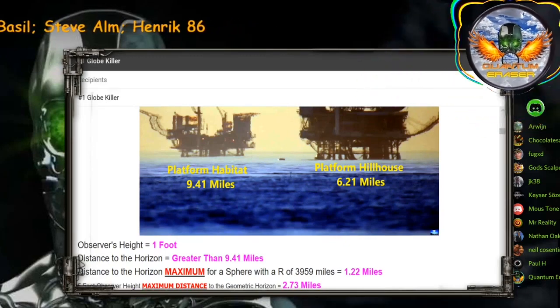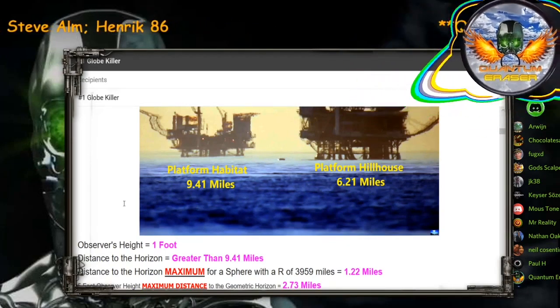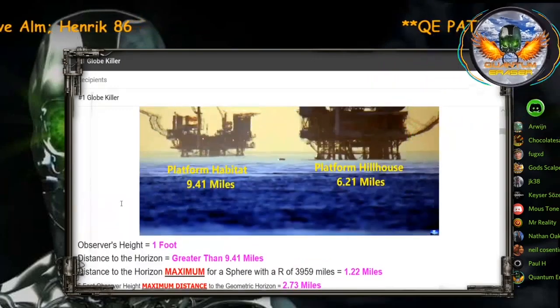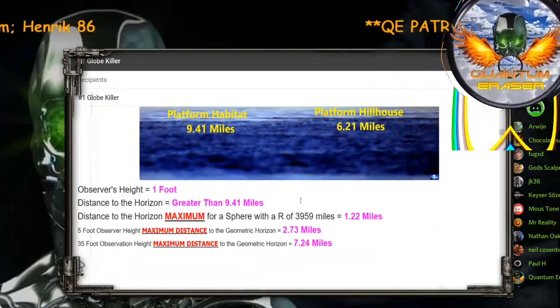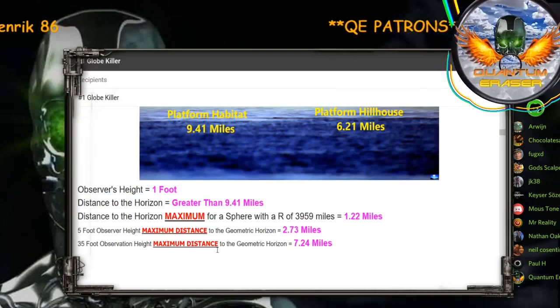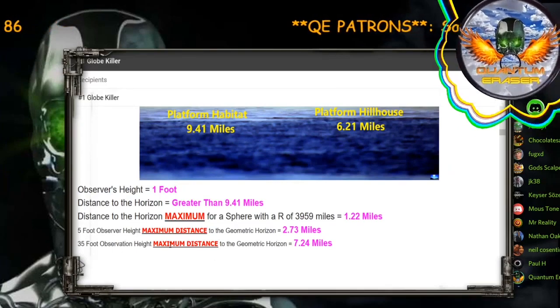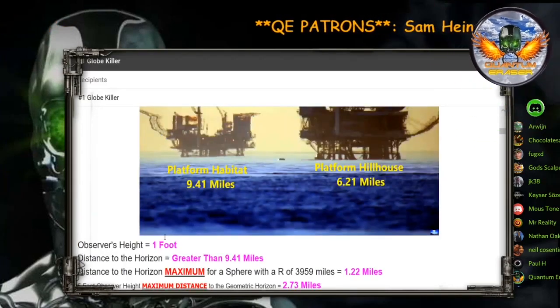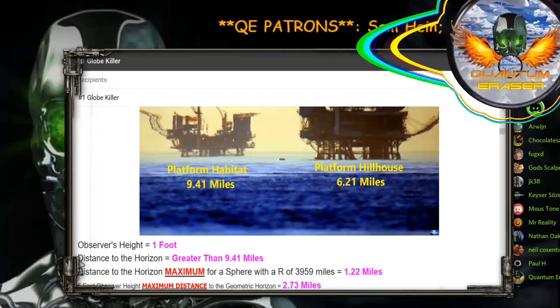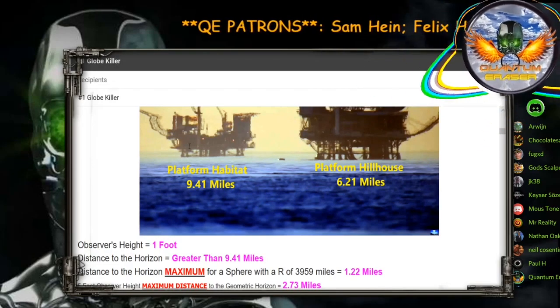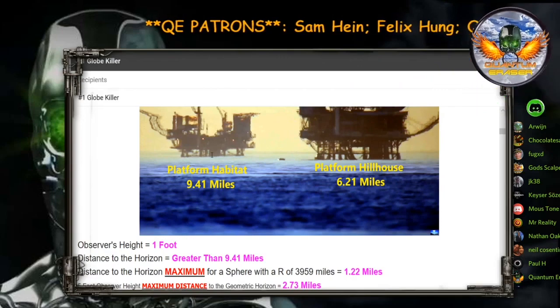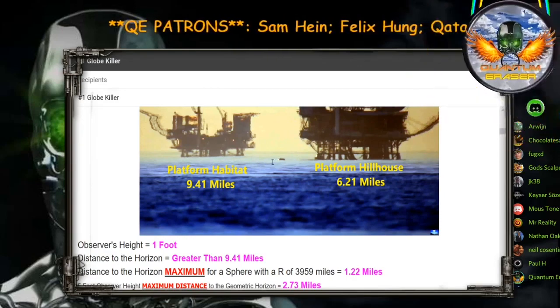You got big problems. This is the end right here. Even if he was at 35 feet standing next to the shore, which is non sequitur, the maximum distance to the geometric horizon would be 7.24 miles. 7.24 miles is in between Platform Hill House and Platform Habitat, even at 35-foot observation height.